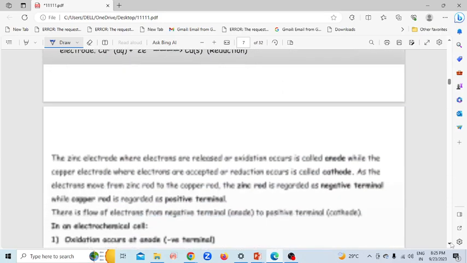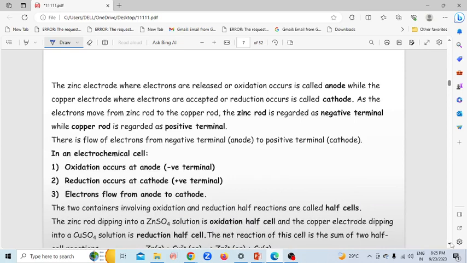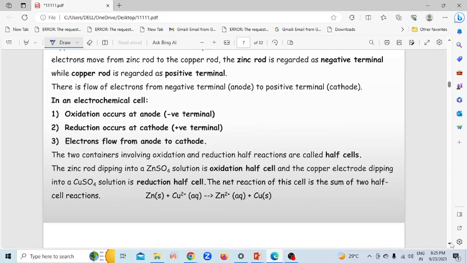Okay, these things we have already discussed, so I will just move forward. Always remember for an electrochemical cell, oxidation occurs at the anode and reduction occurs at the cathode. That's why copper plus 2 converting into copper is a reduction and occurs at the cathode, and Zn converting into Zn plus 2 is an oxidation and occurs at the anode. Keep this in your mind, it will be very helpful in future.